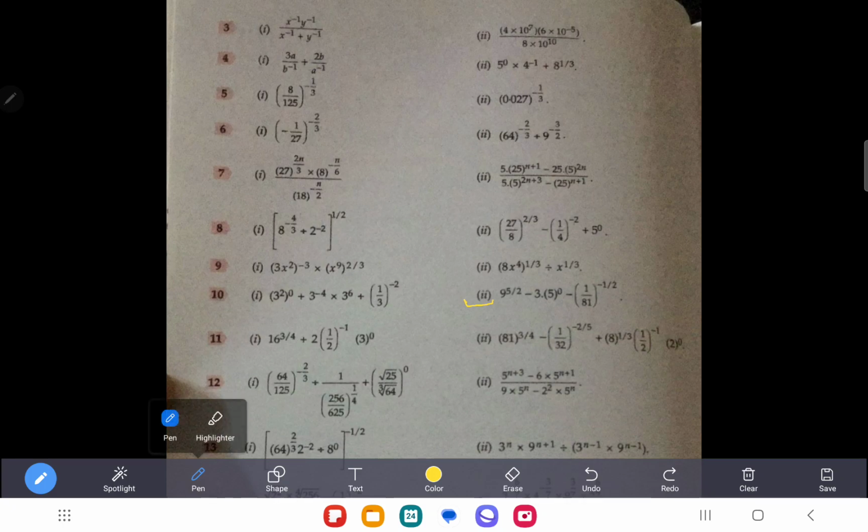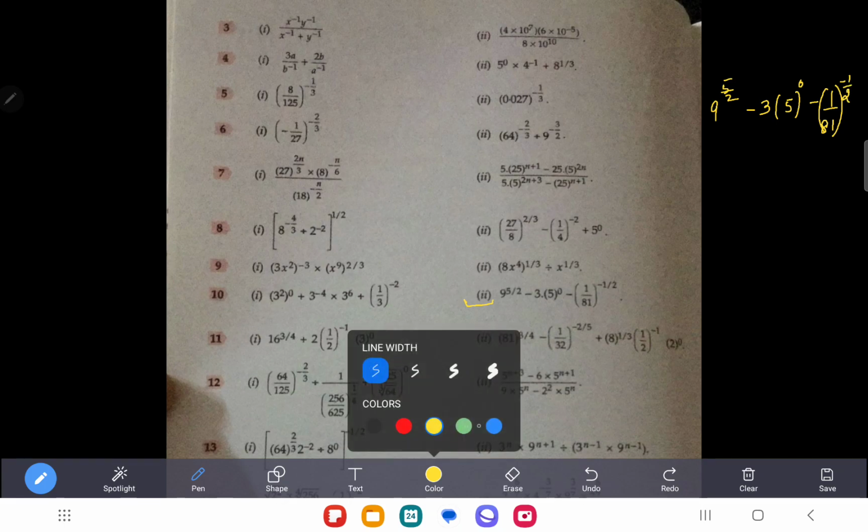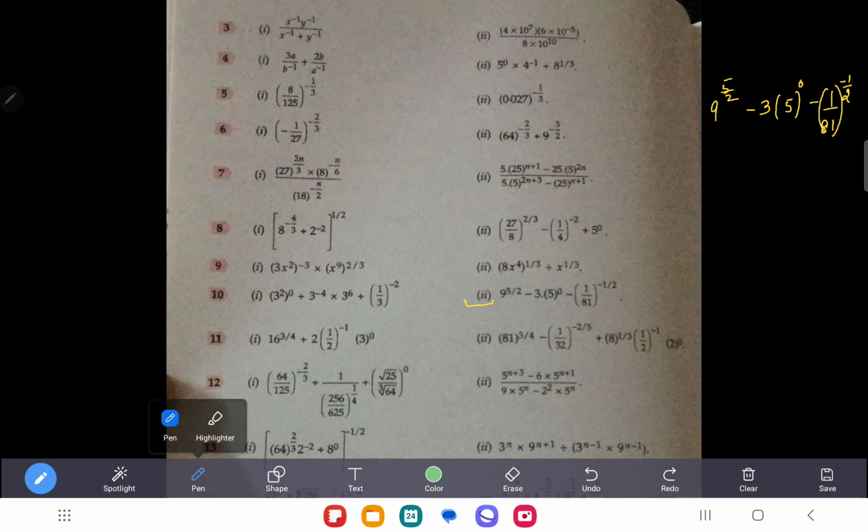Let's solve that first. So we have 9 raised to power 5 over 2 minus 3 times 5 raised to power 0 minus 1 over 81 raised to power minus 1 over 2. Don't worry about the fractional powers. Just think, how could 9 be expressed as somebody's square? 3 square. Raised to power 5 over 2.